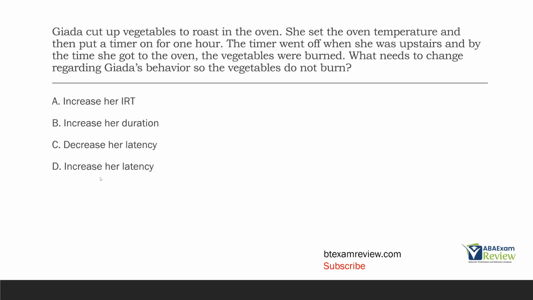D, increase her latency. Well, we don't want to increase the time it takes her to react, right? So what needs to change? Well, if this said decrease her duration, you could argue we would want to decrease the time it took her to get downstairs, but it doesn't. It says increase. So the only one that really makes sense is to decrease the latency between the SD and the response. And the SD in this case is the timer. The response is starting to go downstairs. So if we want Giada to stop burning the vegetables, we want to decrease her latency.